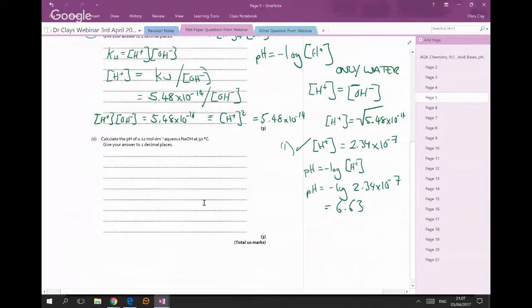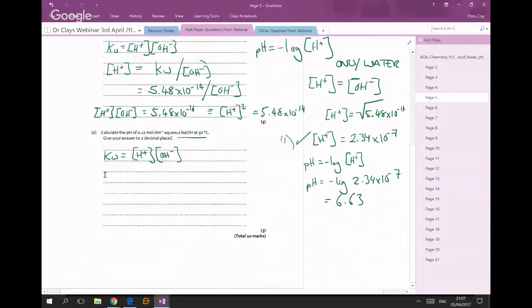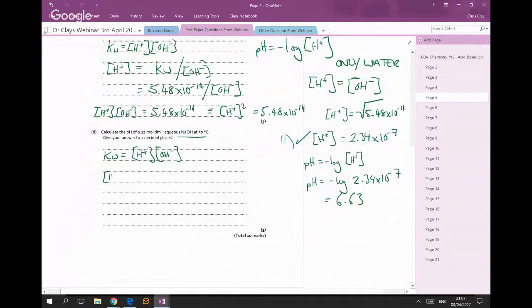Calculate the pH of 0.12 mole aqueous sodium hydroxide at 50 degrees C. Give your answer to two decimal places. So here we've got to use OH- again. We've got to go for Kw is equal to H+ times OH-. This is not a necessity to have these out, we're just really working them through. We get to our expression here for the hydrogen ion concentration, where we use Kw as the same value, 5.48 times 10 to the minus 14 over our concentration of sodium hydroxide.